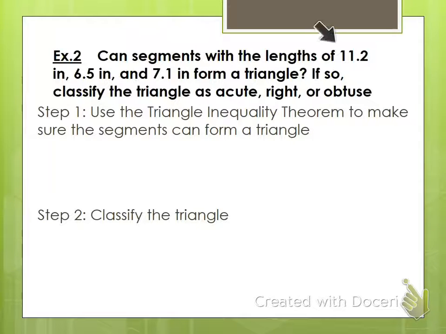Now, we don't need to check 11.2 plus 6.5 because on its own, 11.2 is bigger than 7.1. So you don't necessarily need to check all of them. What's the important one to check on this? Good, we have to check that the smaller two add up to a number bigger than the largest side. So if we take 6.5 plus 7.1, what do we get?